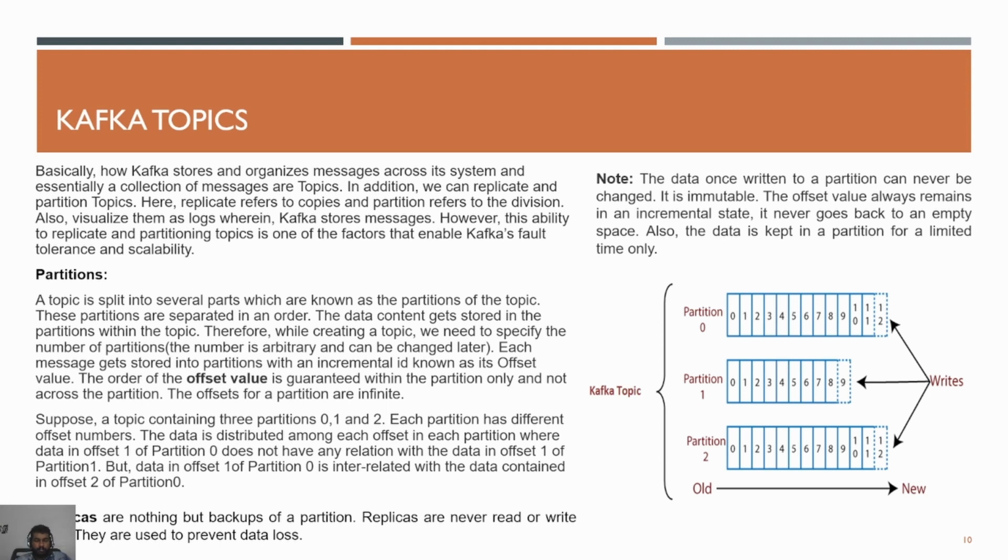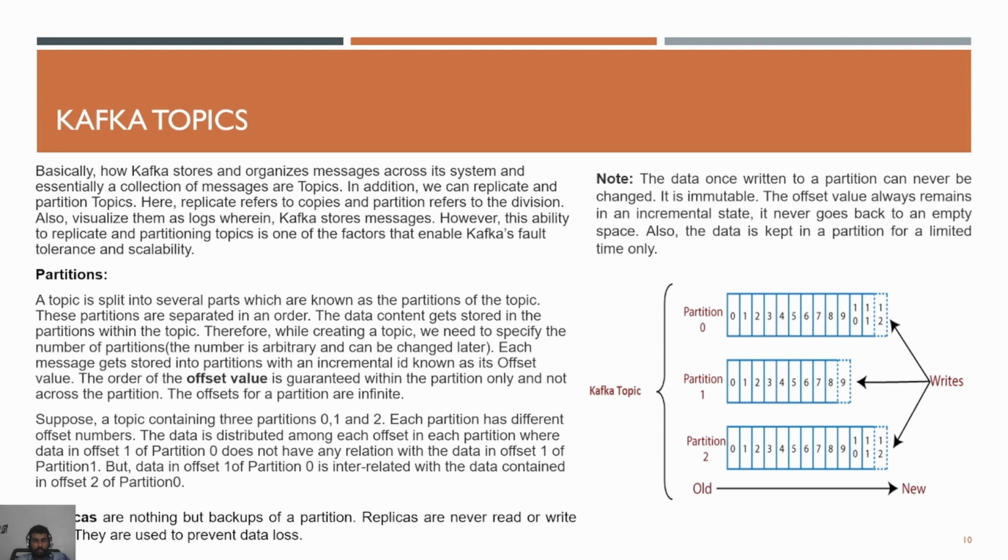Suppose a topic contains 3 partitions: 0, 1 and 2. Each partition has different offset numbers. The data is distributed among each offset in each partition, where data in offset 1 of partition 0 does not have any relation with the data in offset 1 of partition 1. But data in offset 1 of partition 0 is interrelated with the data contained in offset 2 of partition 0.